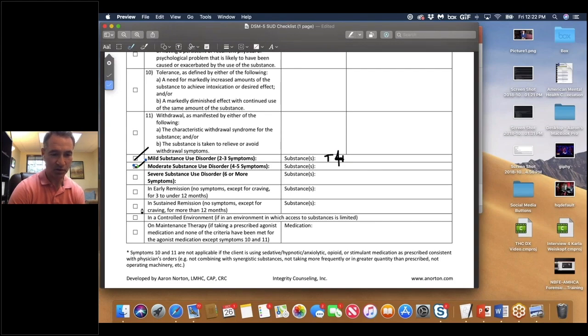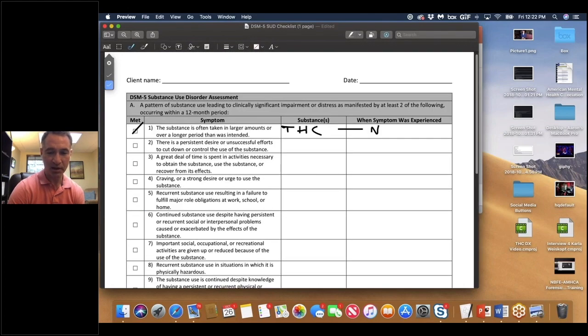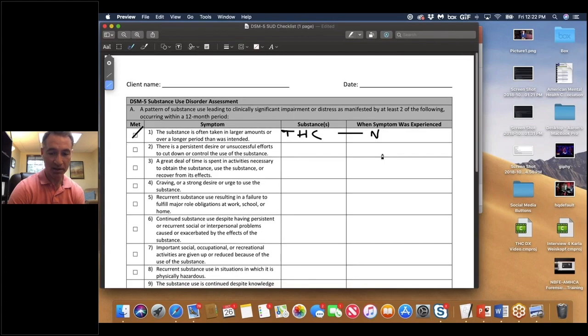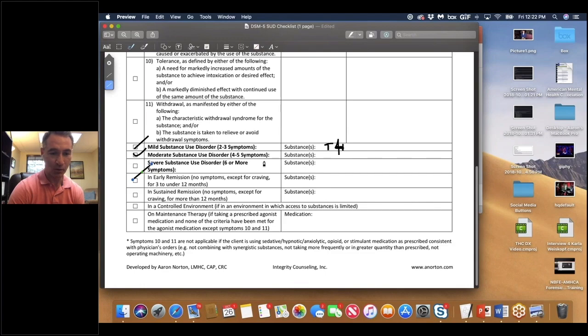Then I next need to move into, are they in remission? So I'll look at the time frames, and if I see anything that's 3 months ago but less than 12 months ago, then I know that's early remission for, let's say, alcohol, for example. And then I'll write alcohol right here. But if I see that it was more than 12 months ago, the last time they experienced any symptoms for, say, marijuana, then I'm going to check off sustained remission, and I'm going to write marijuana right there, or THC. Then I ask myself, are they in a controlled environment or not?